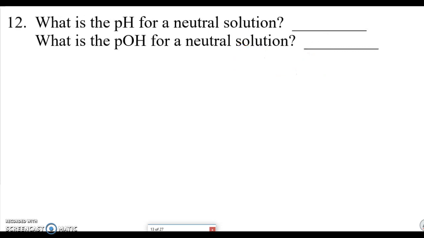12. What is the pH of a neutral solution? 7, or 7.00 repeating. And what of that of a pOH? If a neutral solution, that'd be 7.0 repeating.